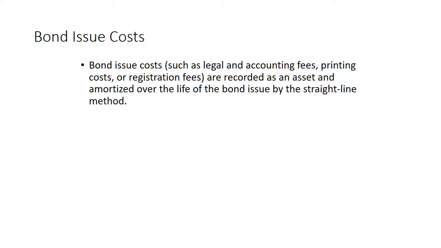Now, what happens when there are bond issue costs? Maybe you have to pay for legal and accounting fees. You have to pay for printing or registering them. These are recorded as an asset, like a prepaid expense, and they're amortized over the life of the bond by what we call the straight line method.